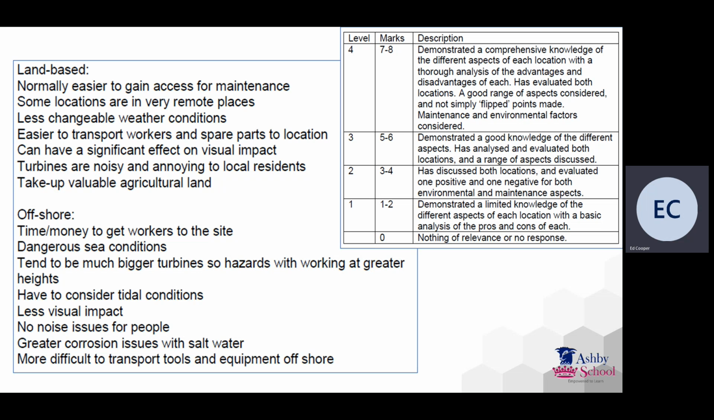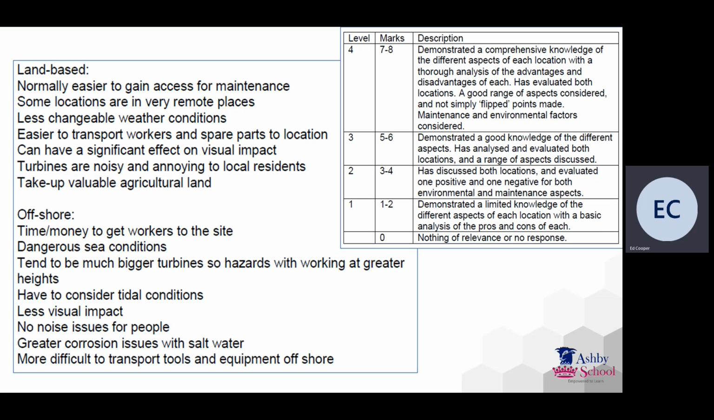Offshore then, time and money to get workers to the site, so it's going to take time to get out there, because they're normally about a mile off land at least. Dangerous sea conditions. Okay, so we've got to consider that. Tend to be much bigger turbines, so hazards with working at greater heights. So you've got 80-meter turbines and massive things. Have to consider tidal conditions. So we've got to think about how much the tide goes in and out.